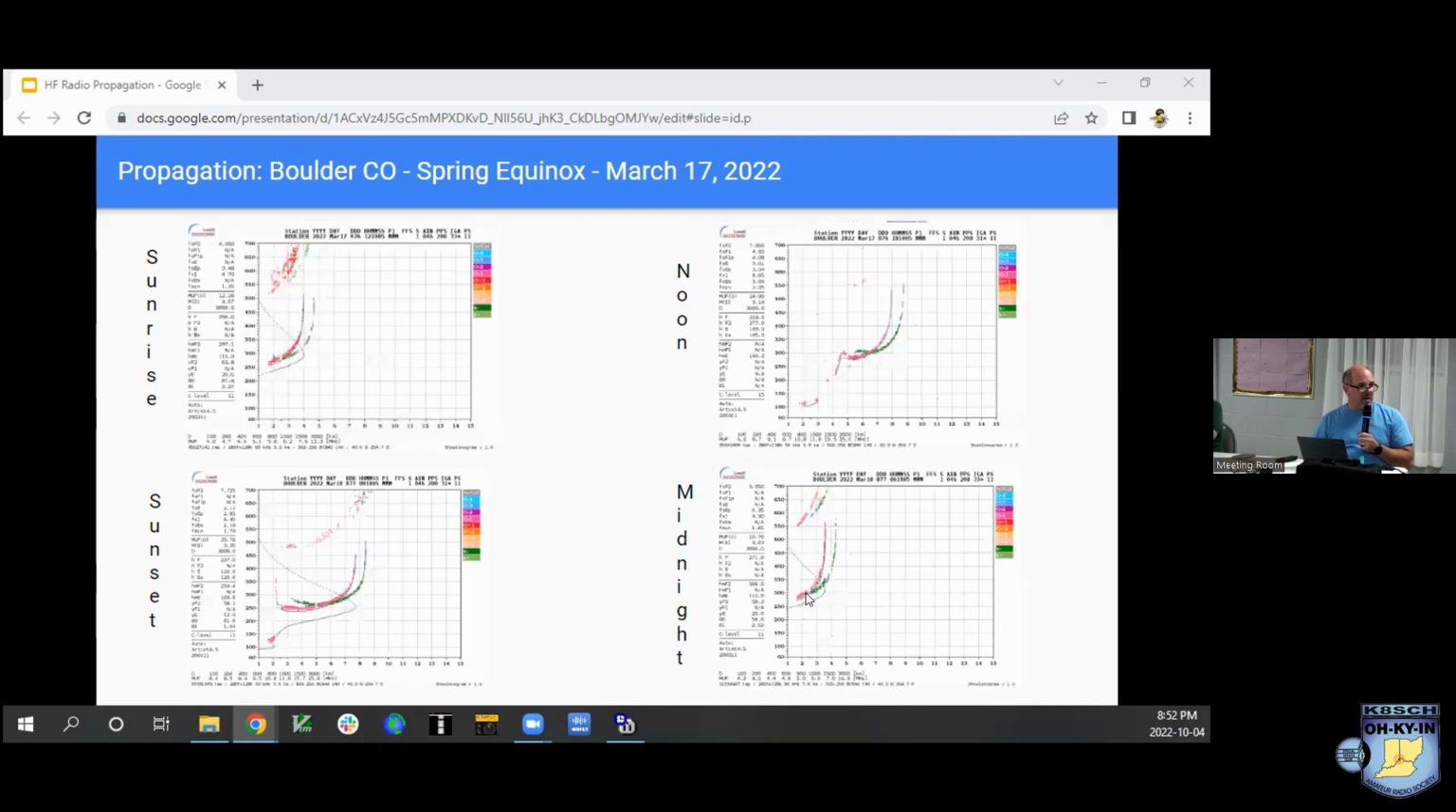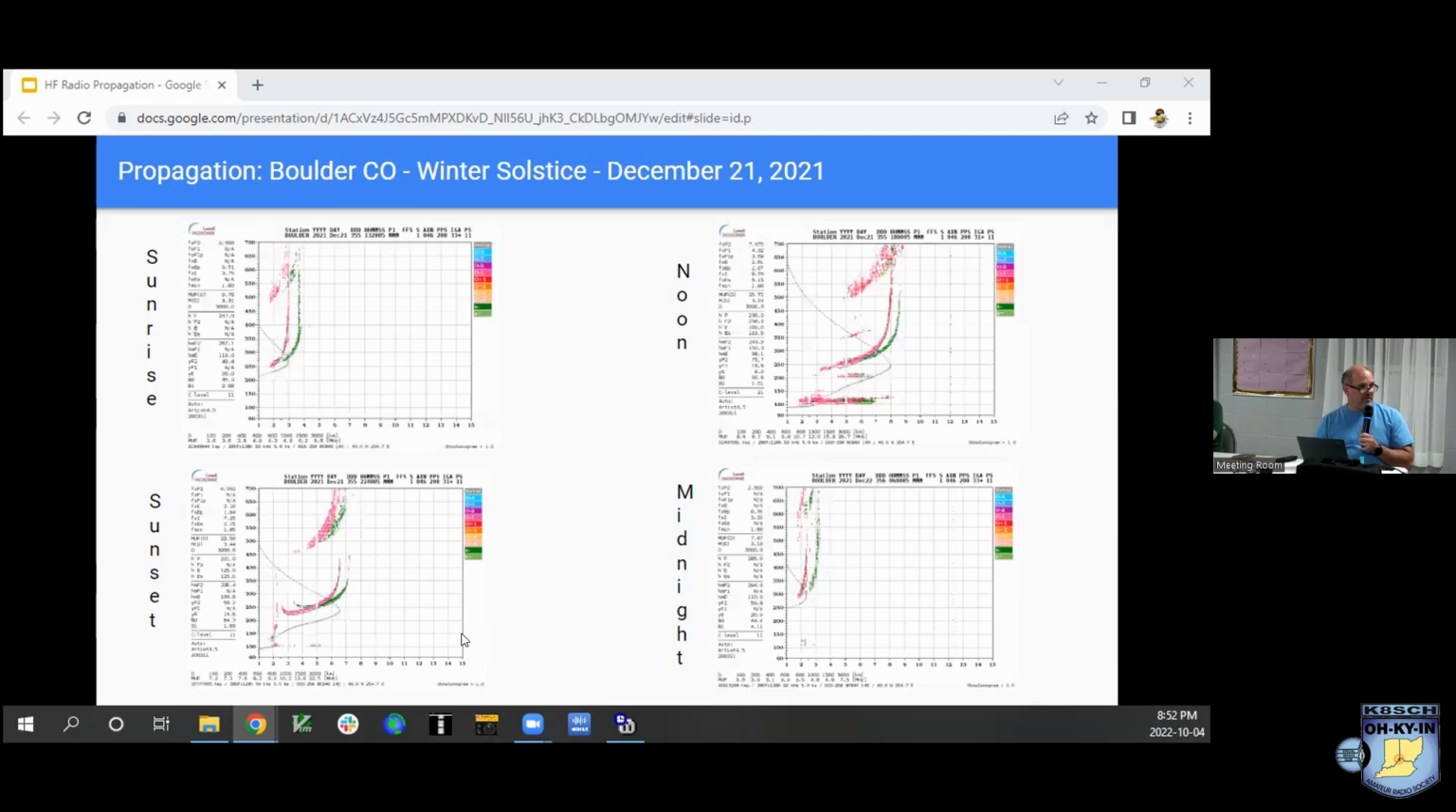So this was at the spring equinox. You begin to see that pattern again where you got not quite as good at night, pretty good during the day. And then I grabbed winter. And winter just looks pretty bad. The data doesn't look too bad.